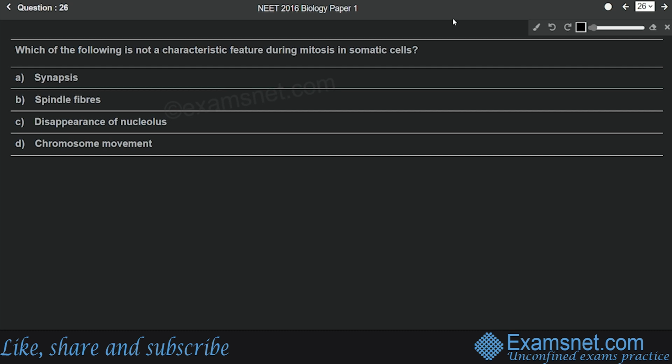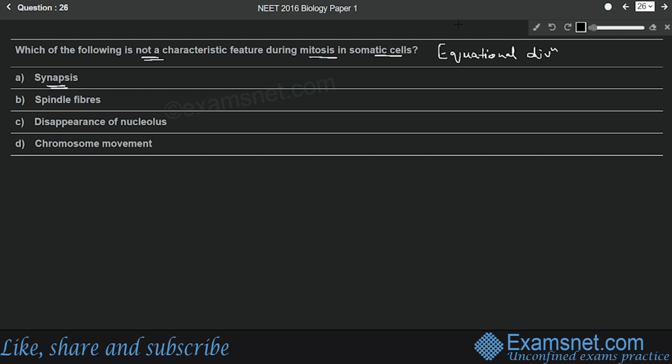Next question is from the chapter Cell Cycle and Cell Division, and the question is, which of the following is not a characteristic feature during mitosis in somatic cells? So mitosis is an equational division, right? Equational division, and it takes place in somatic cells for normal growth and repair of the body. Now let's come to the options.